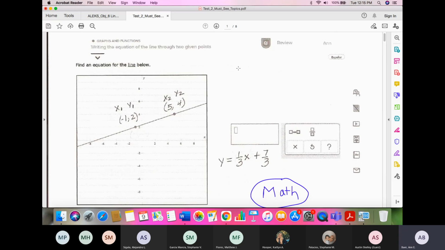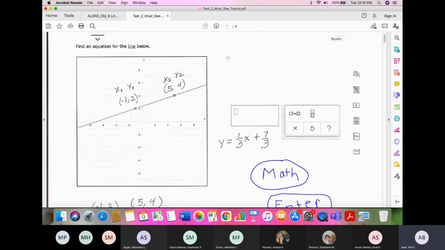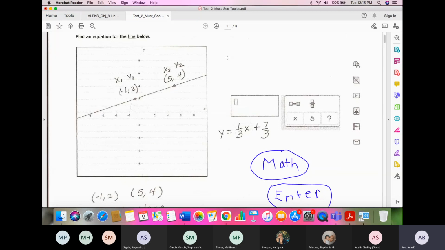So the very first written work required topic is writing the equation of a line through 2 given points. You're going to be given the graph, and you want to write the equation of the line. The first item of business is to figure out what the ordered pairs are associated with the 2 points that they make prominent to us. In other words, they're really showing us which 2 points they want us to use.